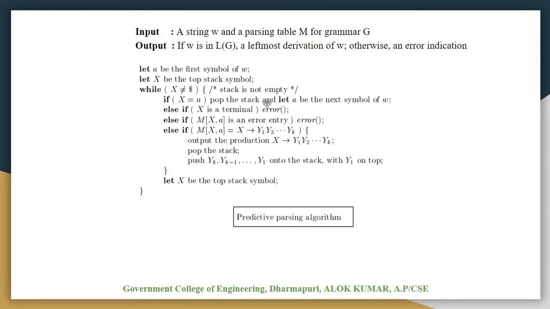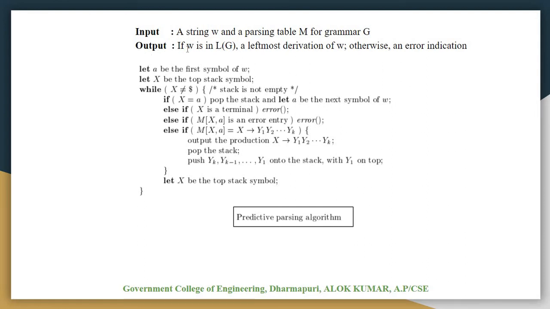Now you can see this is the algorithm to check whether a string is accepted by the predictive parser or not. Here the input we take is a string w and a parsing table M for grammar G.